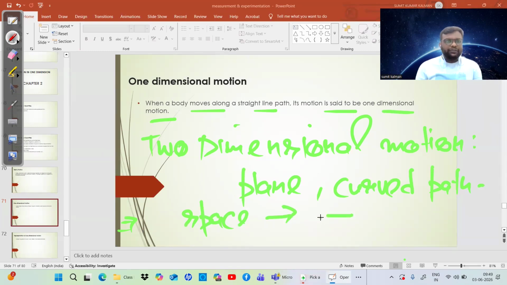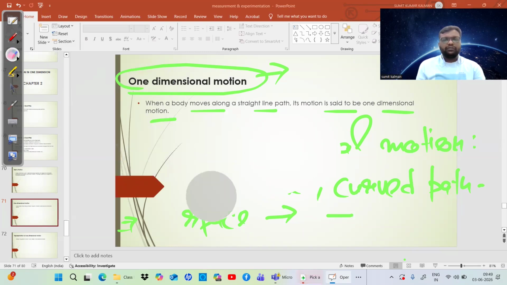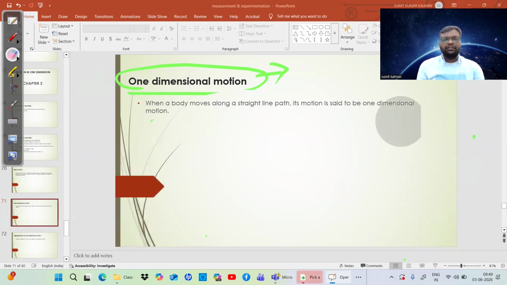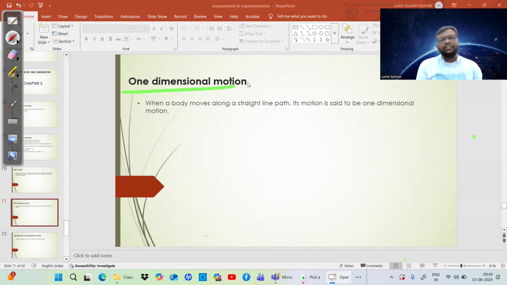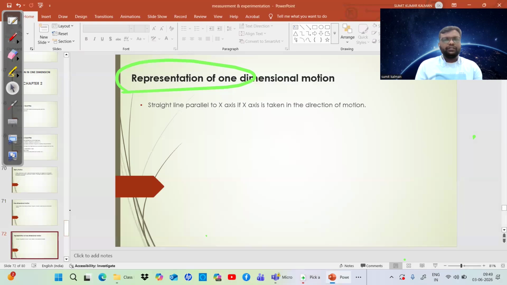But students, here we are studying motion in one dimension. So here we will consider only one-dimensional motion. We will study about this in detail. Let's start. So friends, this was all about one-dimensional, two-dimensional, and three-dimensional motion. But here we have to study motion in one dimension. This chapter deals with motion in one dimension. So here we will consider only one-dimensional motion. Next.